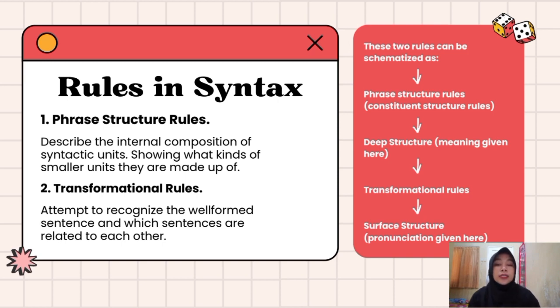The second one is transformational rules. Transformational rules are like a sentence magic trick. They help change one sentence into another while keeping it correct. For instance, turning "the cat chased the mouse" into "the mouse was chased by the cat."